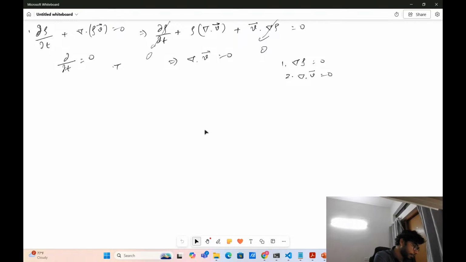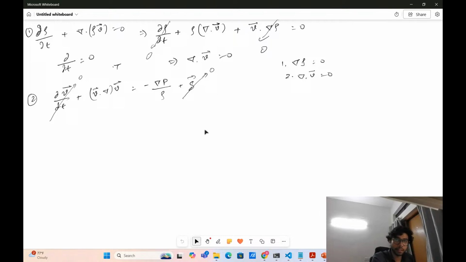Another condition we can derive for incompressible fluids from the Euler's equation. So we have del v del t plus v dot del v equals minus del p by rho plus g. As I said, in steady state this will go to 0, right? And also let's assume that there are no external forces acting on it, because if there are external forces, the system cannot be in steady state, right? You can use Newton's laws, basically. The system will evolve with time. So external forces are also 0.